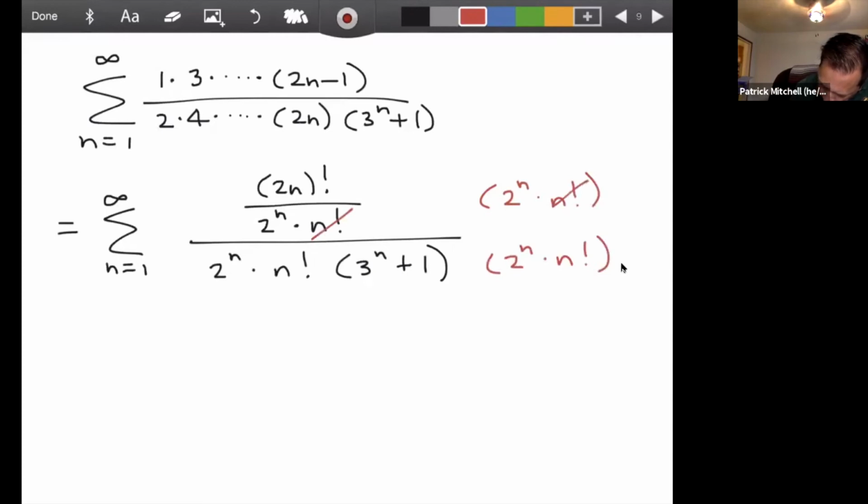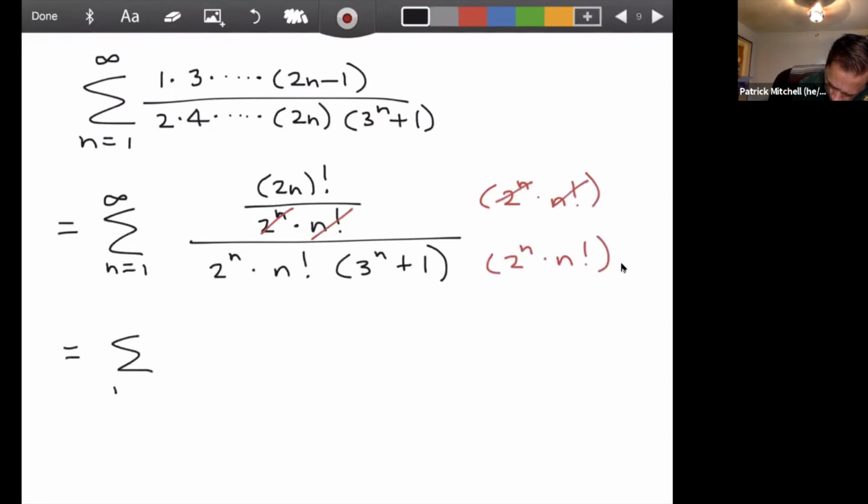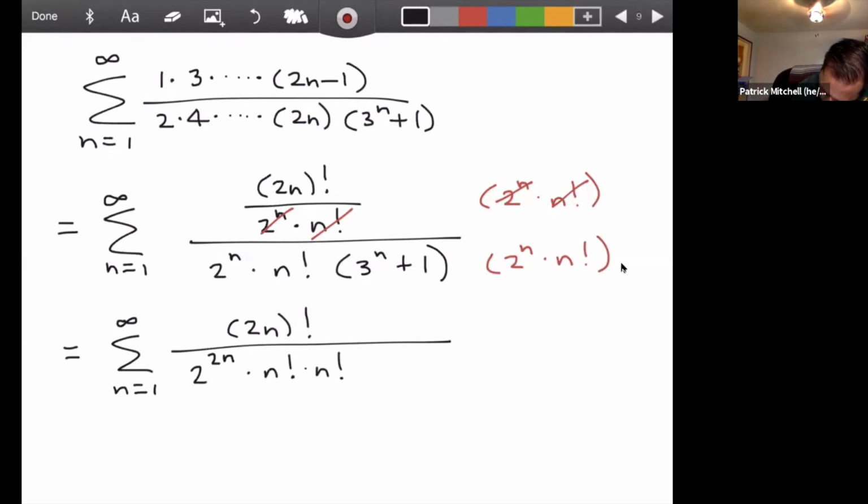Okay, so we say goodbye to that, and we say goodbye to that. And what we're left with is 2n factorial over 2 to the n times 2 to the n, which is 2 to the 2n, or I could write it as 4 to the n, times n factorial times n factorial times 3 to the n plus 1. Whew. Okay, all that work just to write it in a form where we can do something with it.